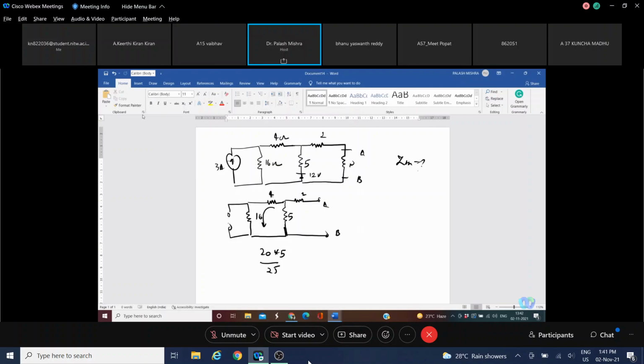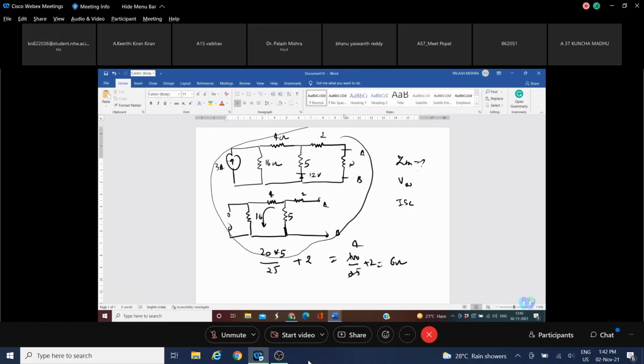So this will be 20 in parallel with 5, and the total is in series with 2. So this should be 100 by 25 plus 2, and it should be 4 plus 2, which is 6 ohms. Any doubt? This is how you have to find out the ZTH. And VTH and ISC also you can find out. That will take some time, but you can do it at home and find out the value of VTH and ISC also.